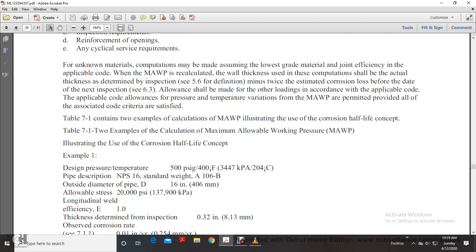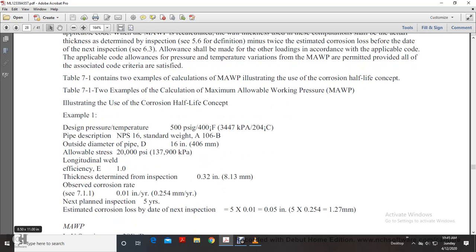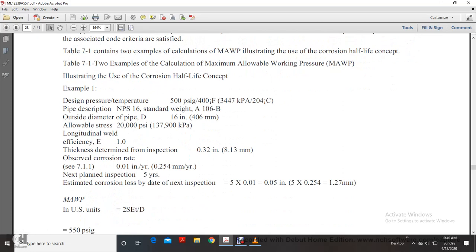Example: design pressure 500 psi gauge at 400 degrees Fahrenheit. Pipe description: nominal pipe size 16, standard weight A106 Grade B. Outside diameter of the pipe 16 inches, allowable stress 20,000 psi, longitudinal weld joint efficiency E of 1.0. Thickness determined at the inspection 0.32 inch. Corrosion rate 0.01 inch per year. Next planned inspection in 5 years. Estimated corrosion loss by the next inspection: 5 times 0.01 equals 0.05 inch, or 5 times 0.254 equals 1.27 millimeters.